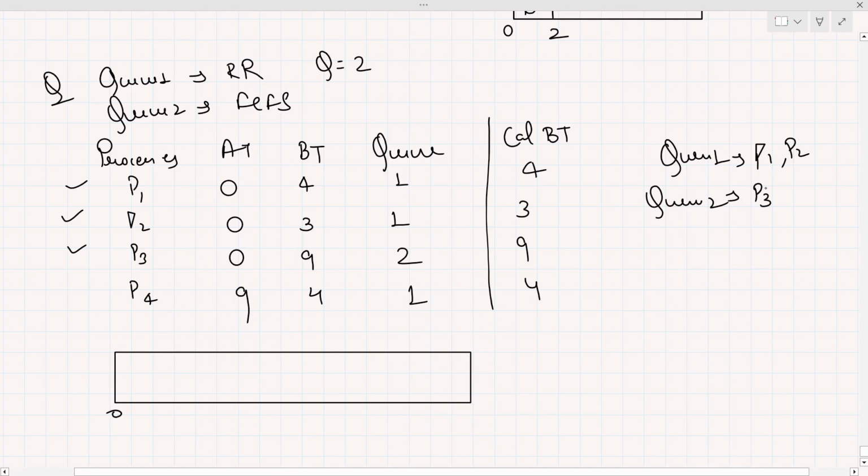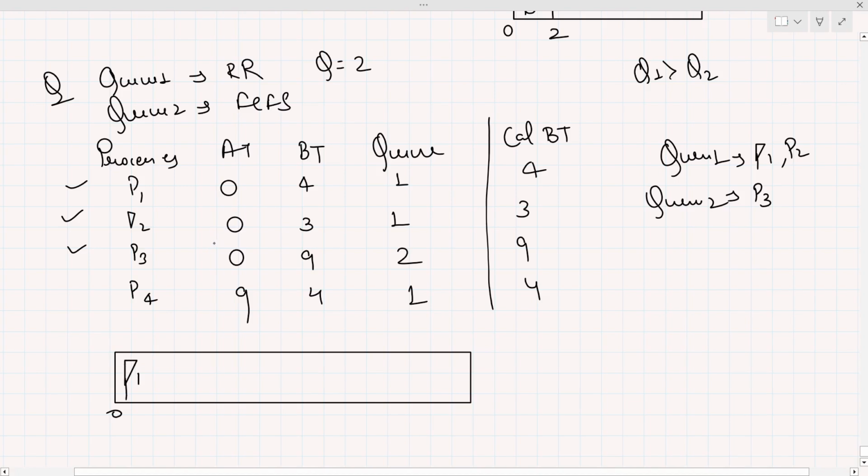Okay, so now these things happen. What we discussed in the intro is that the highly prioritized queue's processes execute first, and in this case Q1 is higher priority than Q2. So whatever process is available in Q1 will execute first. At 0, which process gets the CPU? P1 is the process which gets the CPU.